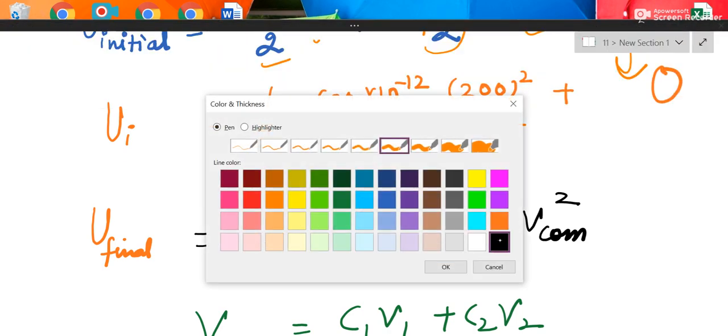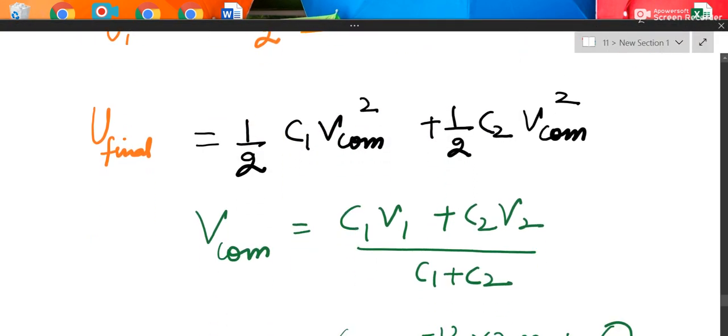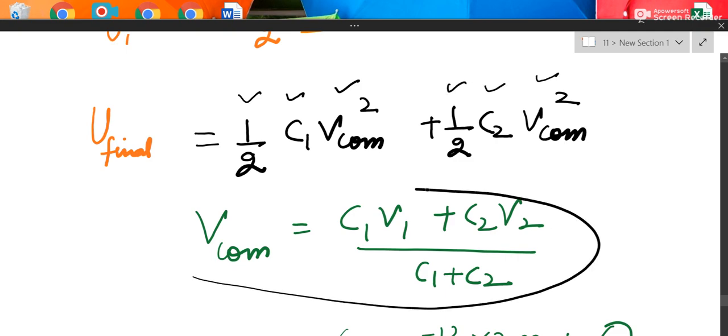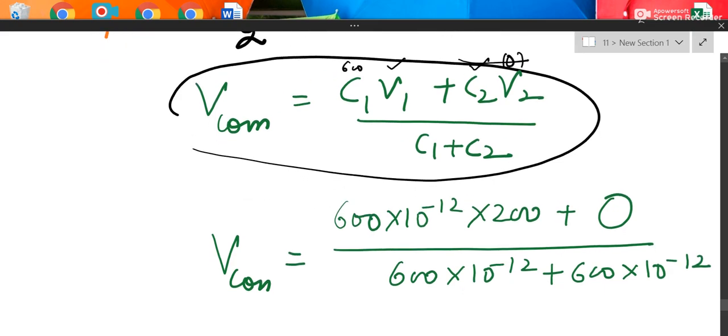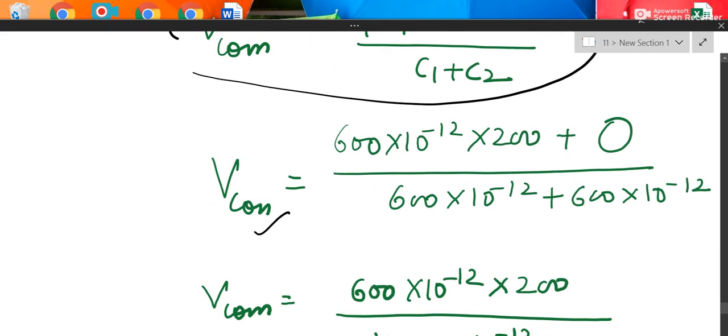Okay? So you'll have to find out the final energy now. For the final energy, we have done the theory topic, so we know the formula. It is half C1 V common square plus half C2 V common square, where V common is the common potential. Now what is the formula of V common? C1 is given 600 micro. You'll have to substitute units. Voltage V1 is given. C2 is given 600 again, and this is 0, so this will be 0. So kindly substitute, do the calculation, find out the common potential.